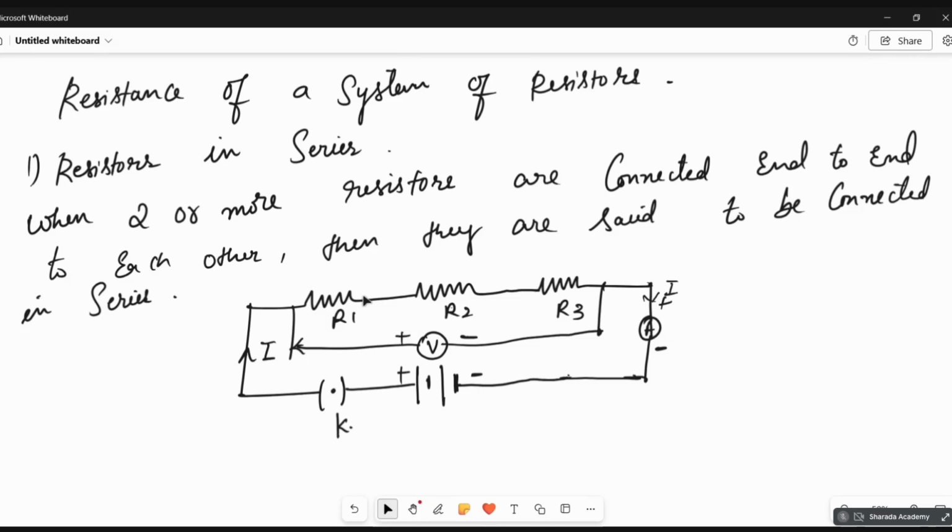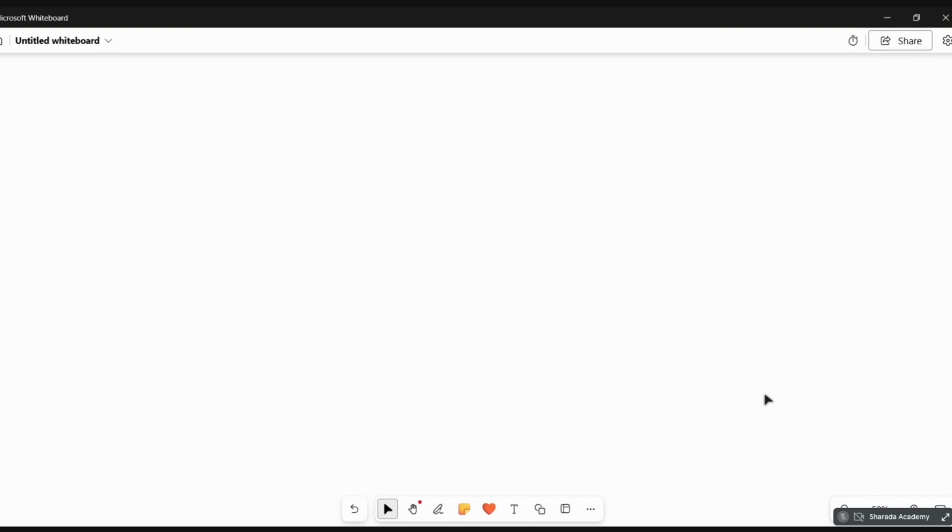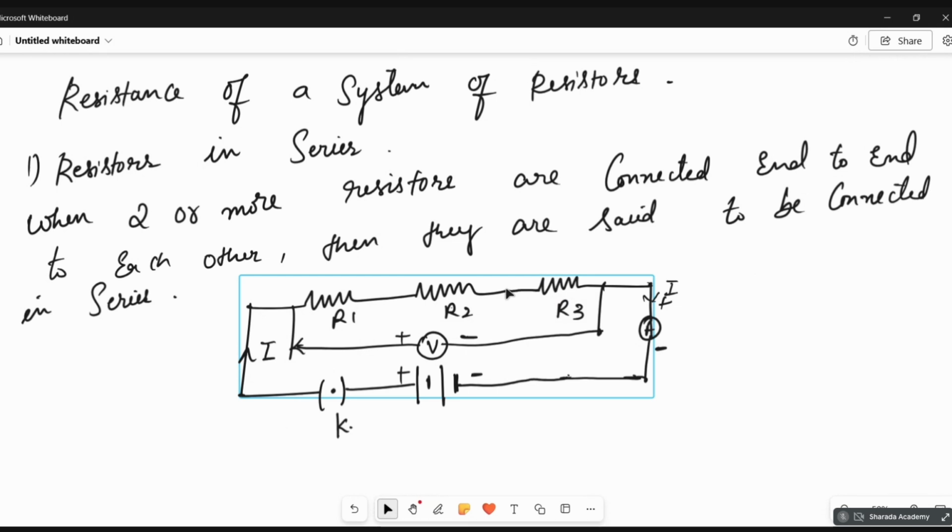Listen here. See, resistors R1, R2 and R3 are there. They are connected in series. How will we say they are connected in series? If you observe, one end of R1 is connected to the key. The other end is connected to R2. So R1 and R2, only one end is connected between them. And R2's other end is connected to R3. So R2 and R3 are connected at one end, R1 and R2 are connected at the other end. That means only one end is connected to each other here.